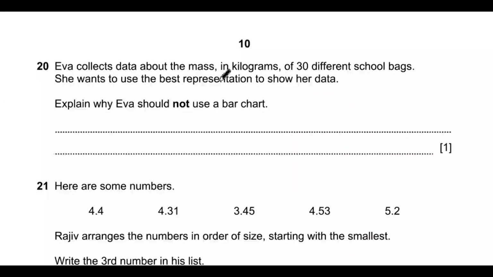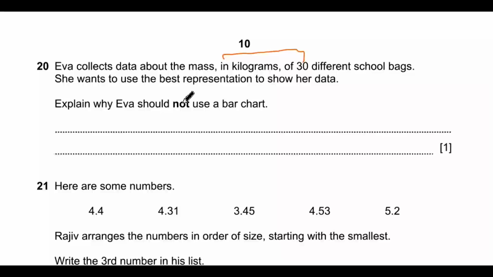Eva collects data about the mass in kilograms of 30 different school bags. She wants to use the best representation to show her data. Explain why Eva should not use a bar chart. Okay, so look at the type of data she's collecting. So measured in kilograms. So that is data collected by measurement. That would be a continuous data. So when you have a continuous data, you can use a line graph. Okay, so that is one reason.